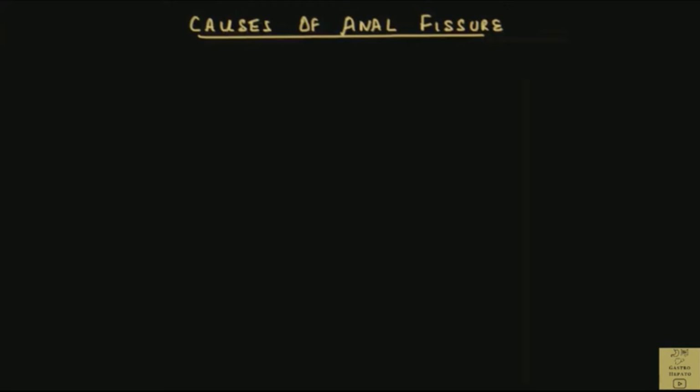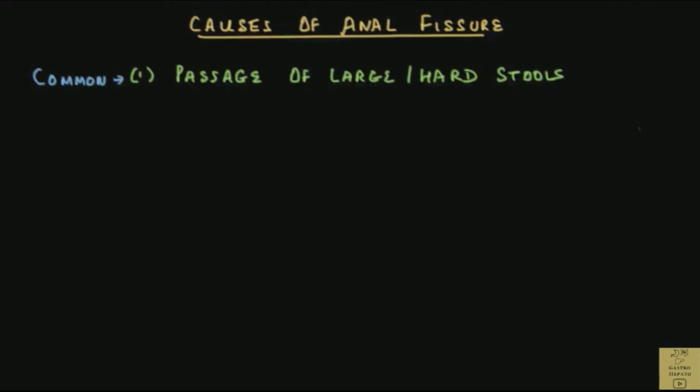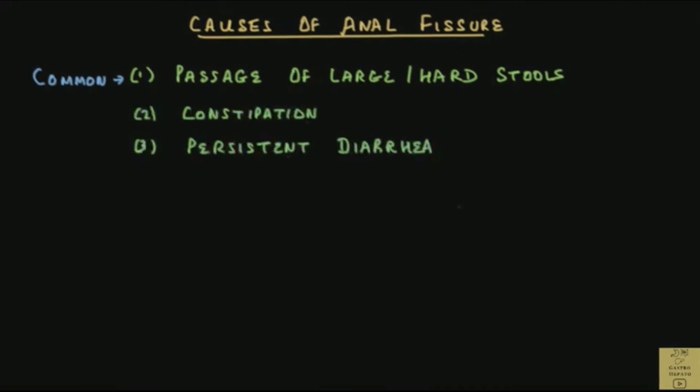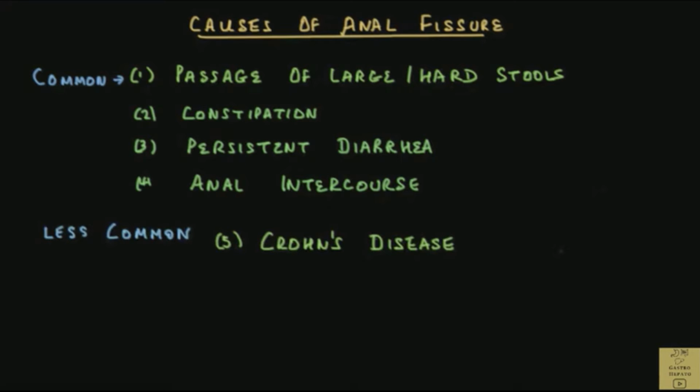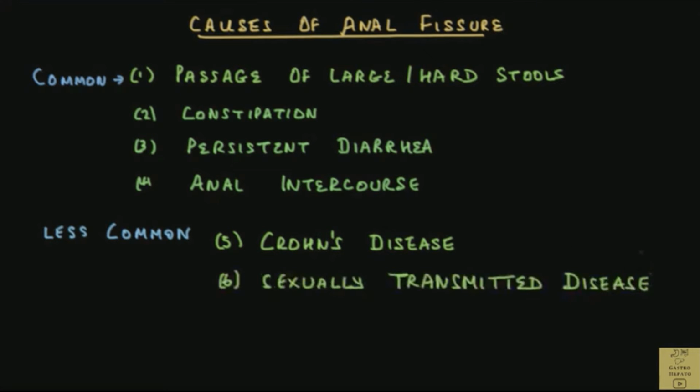Let's now look at the common causes of anal fissure. Passage of large and hard stools damages the lining of the anus, resulting in a fissure. Constipation, persistent diarrhea, and anal intercourse. Less common causes include Crohn's disease, which is a condition where there is a chronic inflammation of the gut and is an immune-mediated condition. Sexually transmitted diseases and anal cancer can also present with anal fissure.